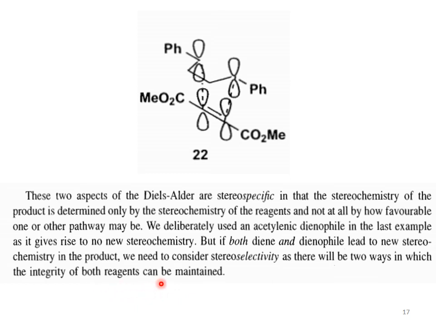So, the important point over here is that the stereochemistry of the product is determined only by the stereochemistry of the reagents and not at all by how favorable one or other pathway may be. So, in the previous example, the dienophile is an alkyne, so there is no stereocenter in the product. If both the diene and the dienophile give a stereocenter within the product, then we must discuss stereoselectivity.